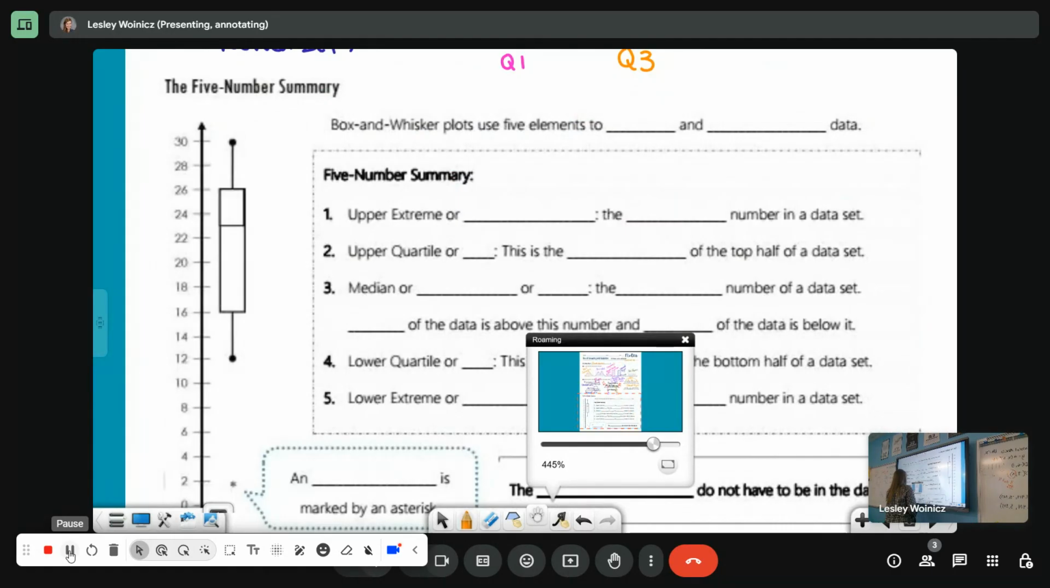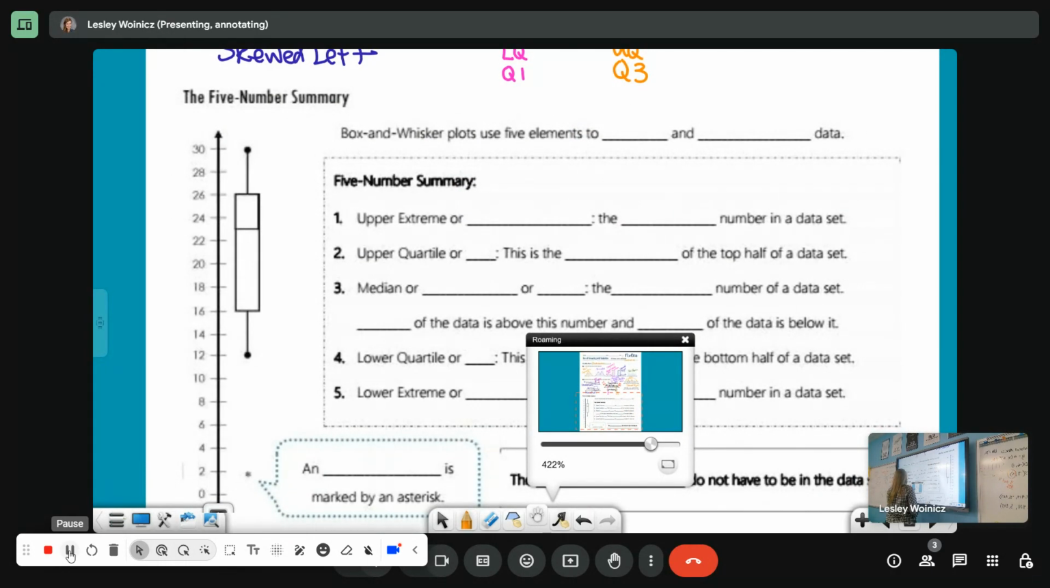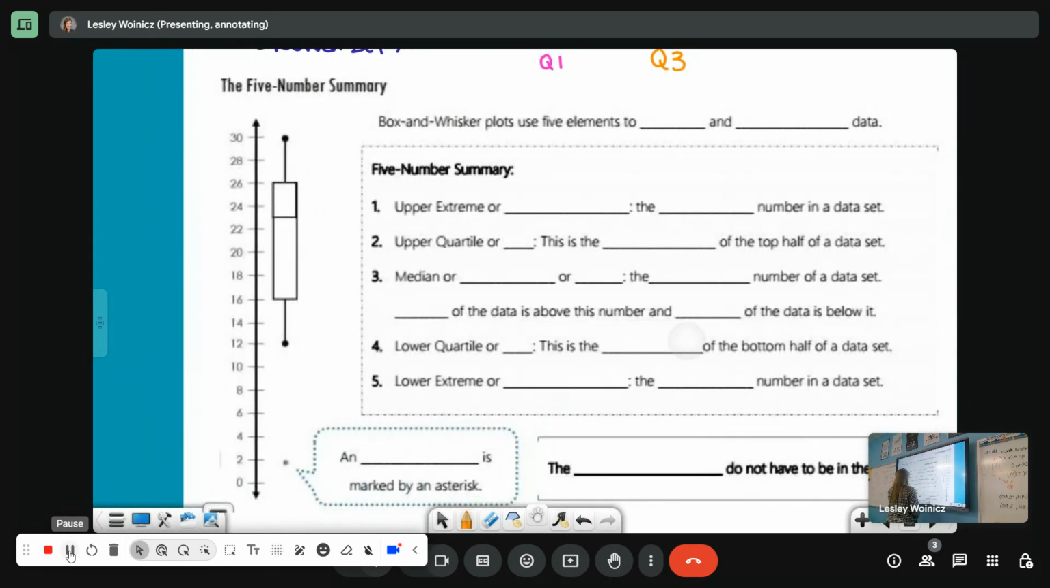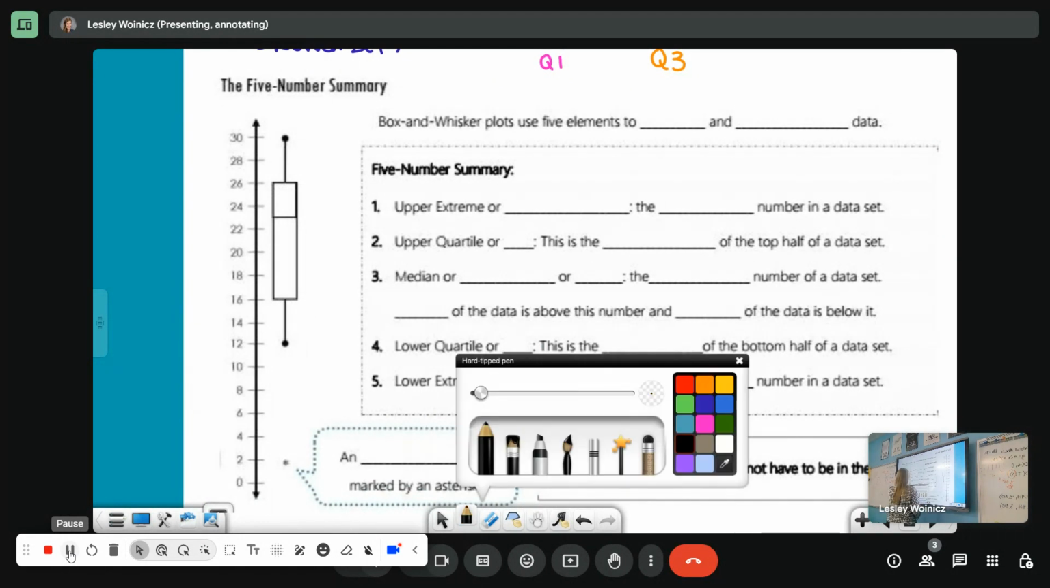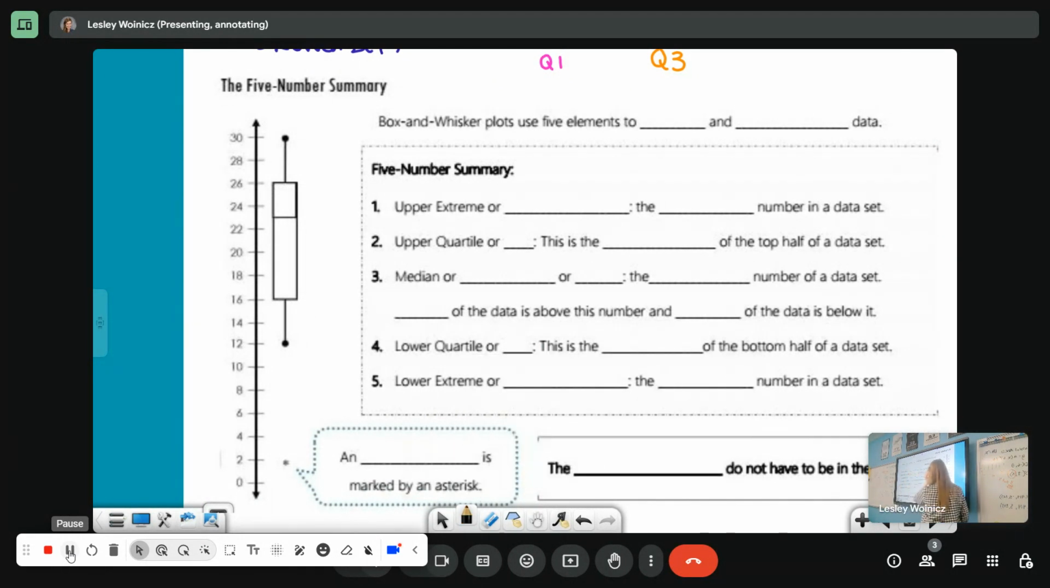Okay. All right. We talked about the parts of the 5-number summary in Algebra 1, but I don't know that we called it the 5-number summary. Here we have, okay, box and whisker plots use 5 elements to sort and describe data. I really should have put this right before what we just did. It would have helped a lot. So I will fix that for next year.